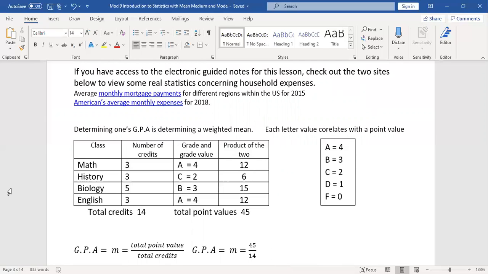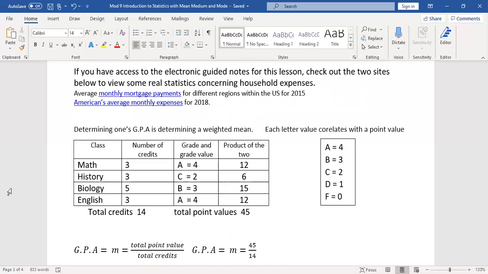So the number of credits is the item that you have. You're going to total that column up, just like we totaled how many households. But for every credit, we have to multiply that by the point value of the letter. So if you got an A in your math class, you would multiply the 3 times the 4 to get 12 points total for the math class.